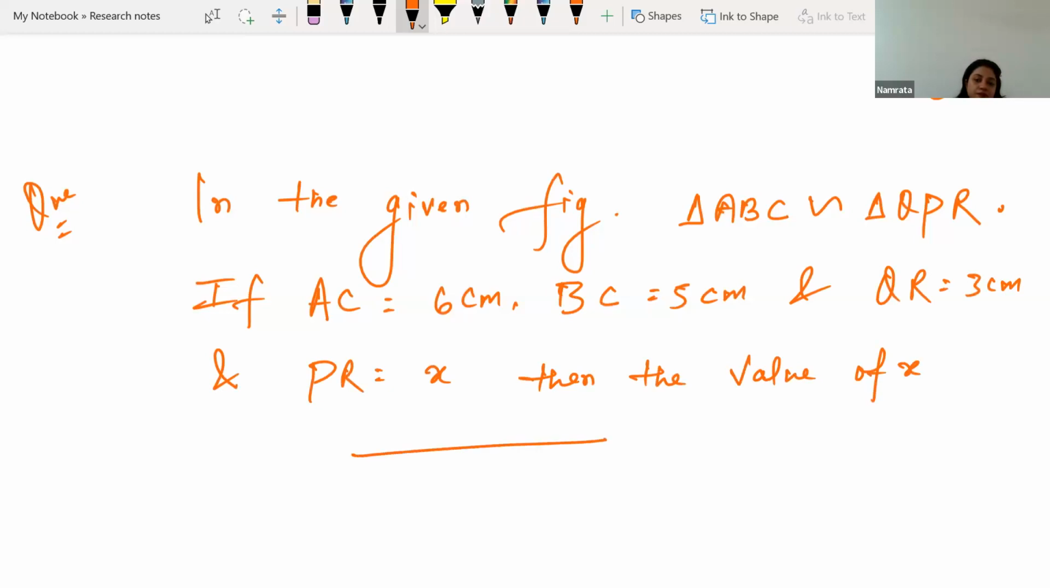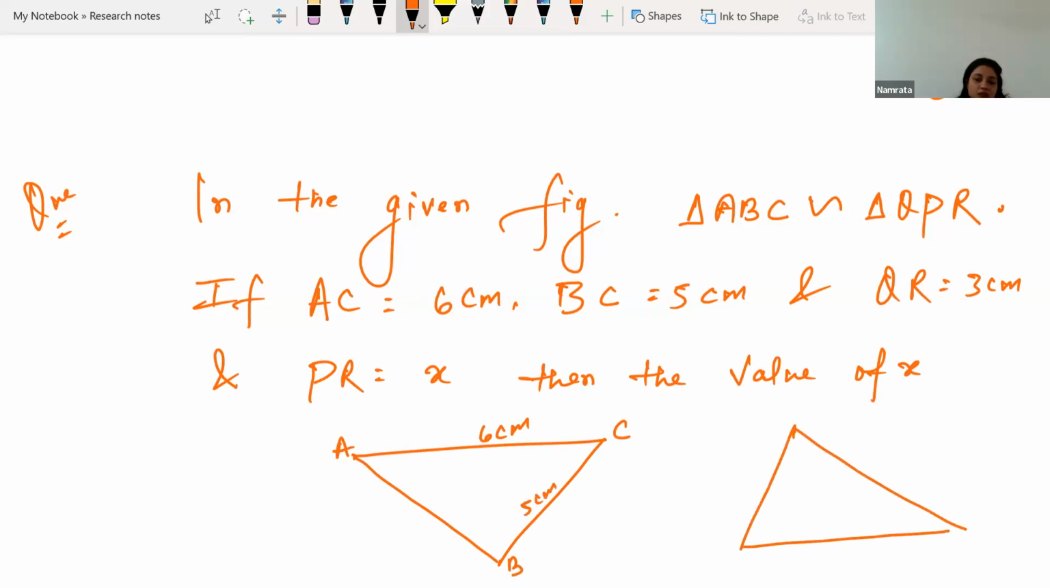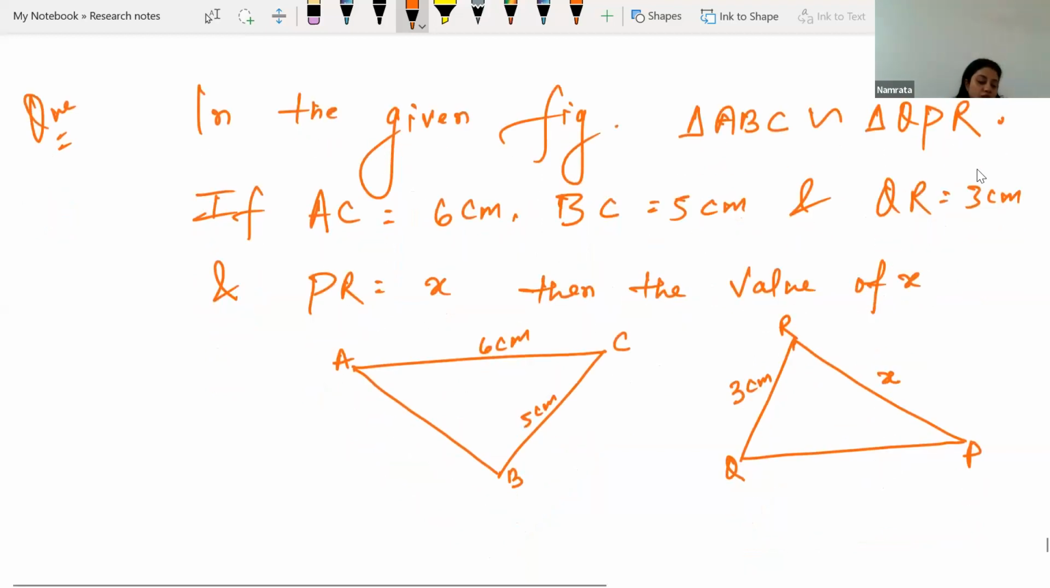So here we have a triangle A, C, B. This is 6 centimeters. This is 5 centimeters. Here we have another triangle. This is R, this is Q, and this is P. Here we have X. Here we have 3 centimeters. And what we have to find is the value of X. Options are also given. Let me write them. Option A is 3.6 centimeters, option B is 2.5 centimeters, option C is 10 centimeters. Just a moment.